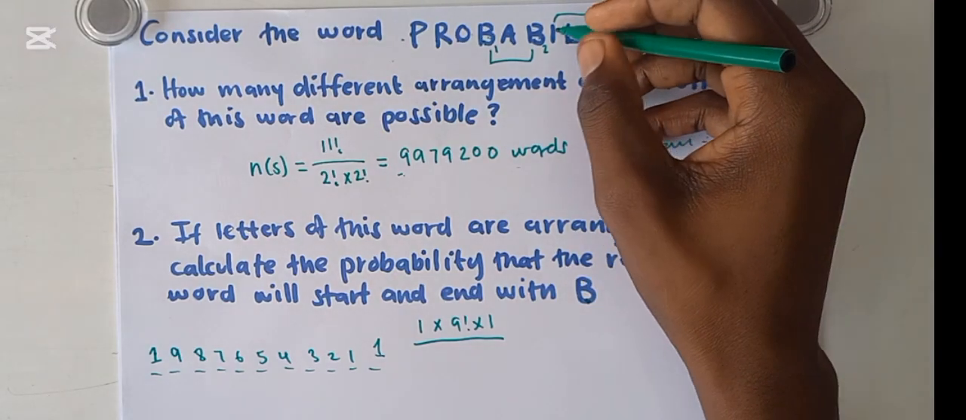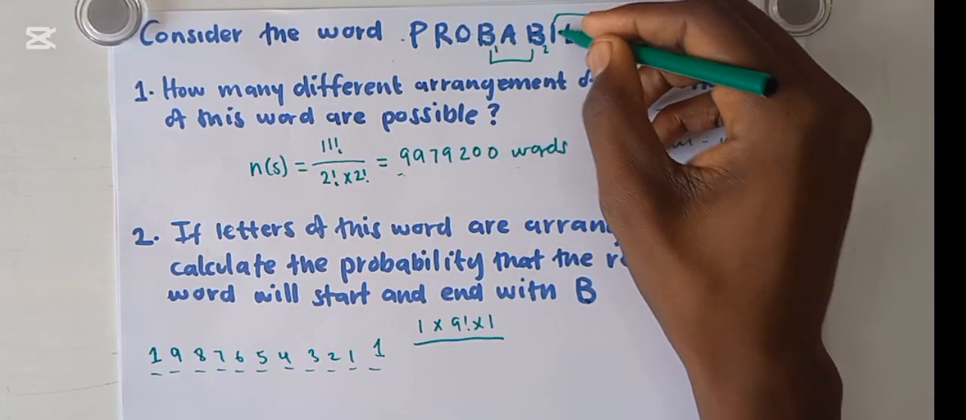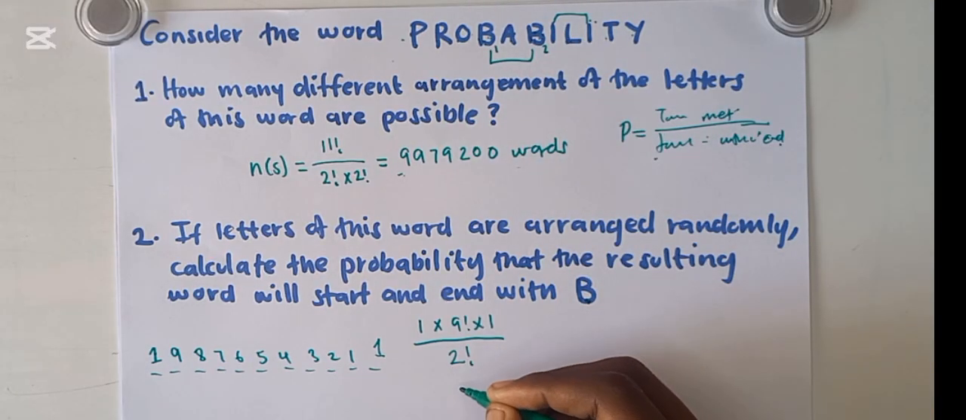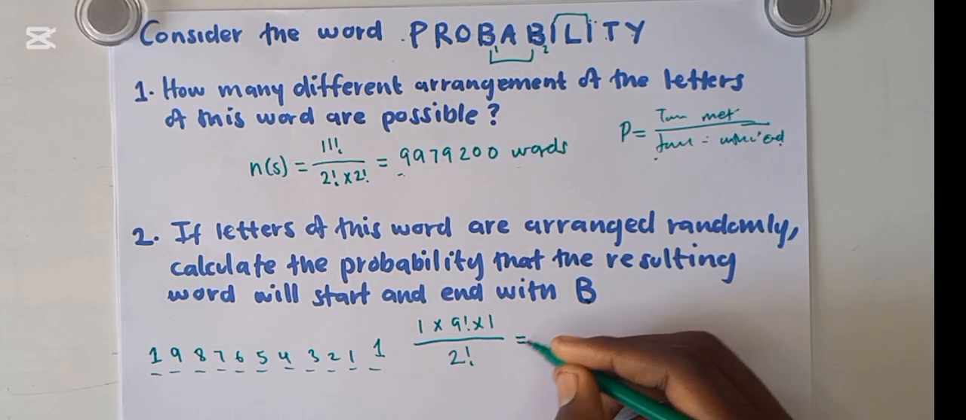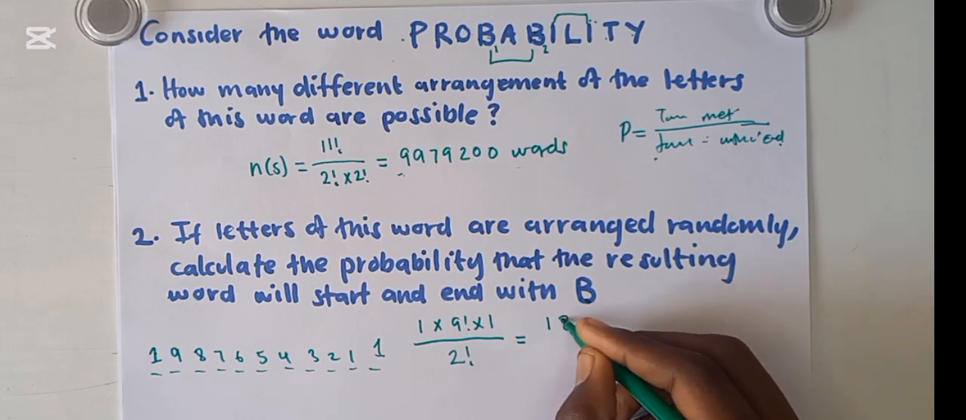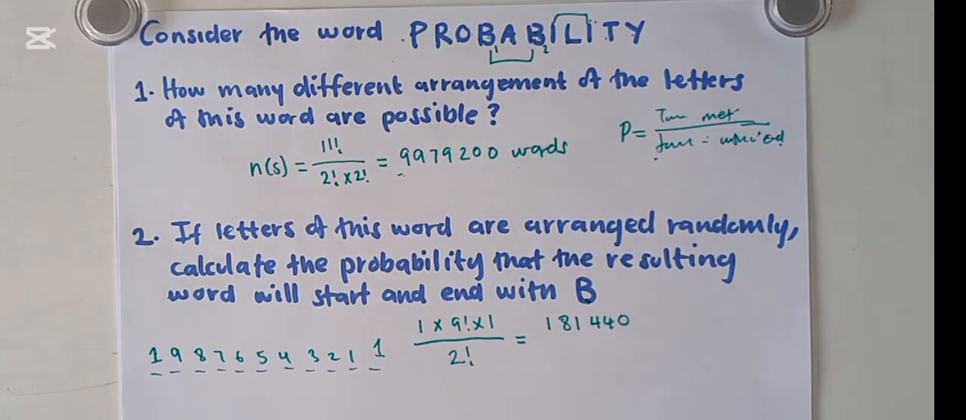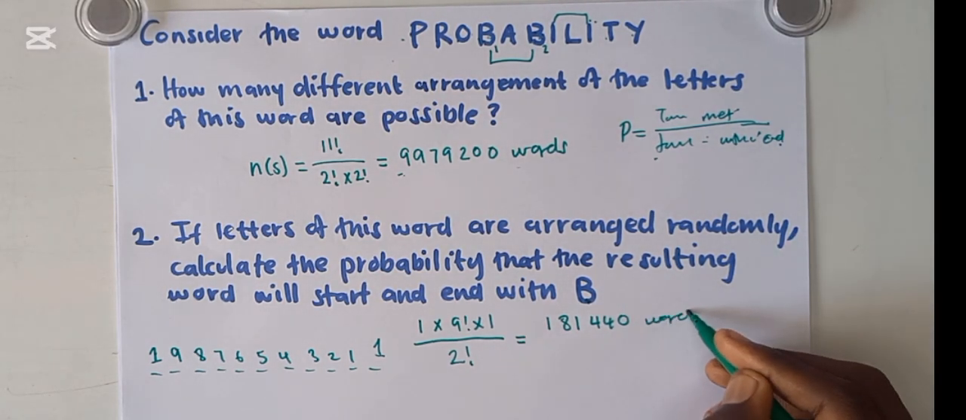So how many are there that repeat? We only have this one. This one is already fixed, so we only have 2 factorial. If we work this out, we are going to get 1440. So this is the number of words that can be formed if the word must start with B and end with B.